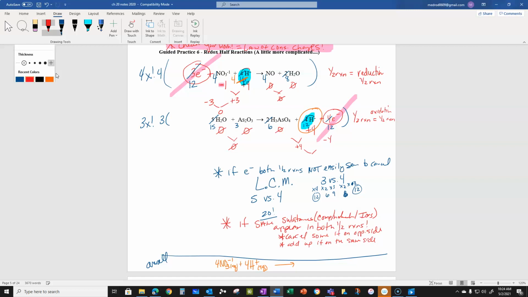Okay. This NO, I don't see it anywhere, so I'm going to put this 4NO over here, and that's probably a gas. And let's check out these waters. Now look at these waters over here. Let's go a little purple. I got 8 waters here, but on the other side I got 15. Now what I can do is cancel 8 of those and then change this 15 to a 7.